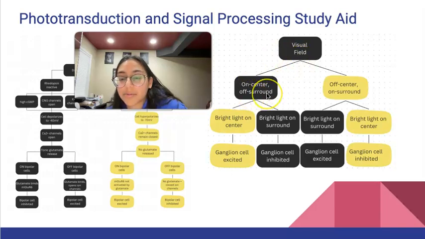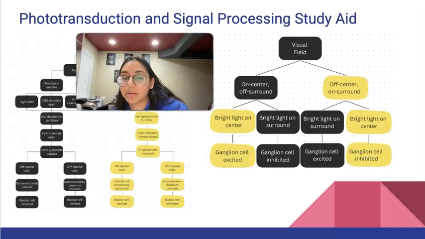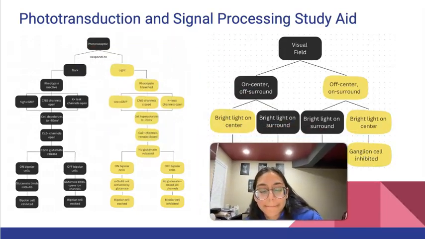And then here on this side, for the visual field, for the ganglion cells, if it's an on-center, off-surround visual field and you have bright light on the center, the ganglion cell is excited. But if you have the same visual field and the bright light is on the surround, the ganglion cell is inhibited. And then if you have an off-center, on-surround visual field, bright light on the surround portion of the visual field causes the ganglion cell to be excited, but bright light onto the center causes it to be inhibited. So I hope that is a helpful study aid for others as well.